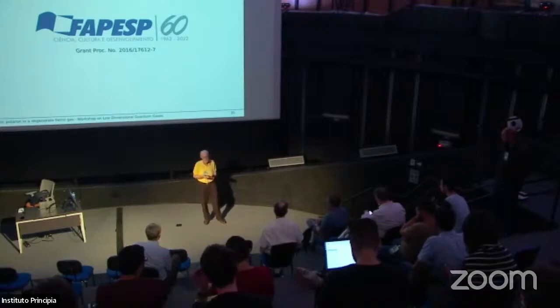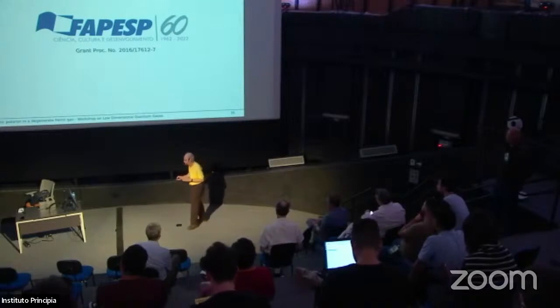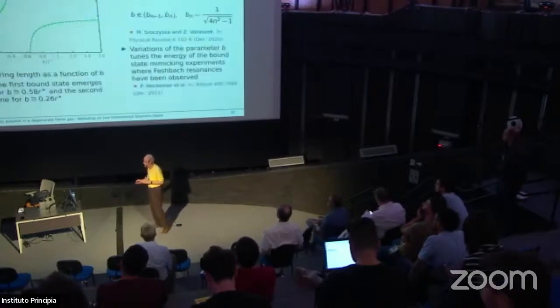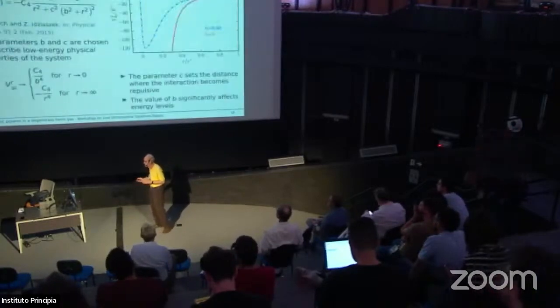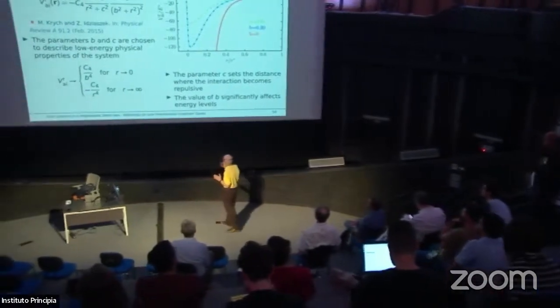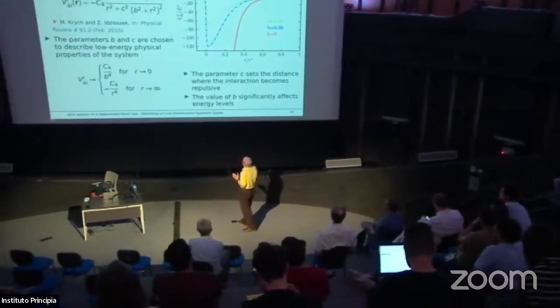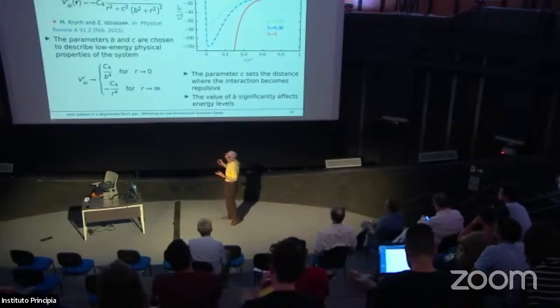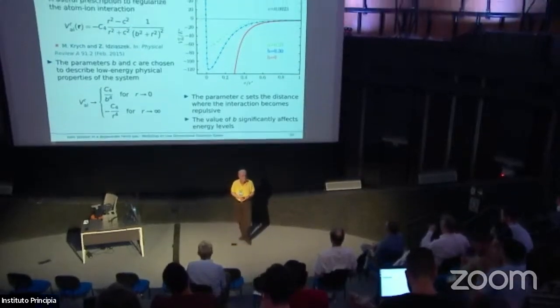We keep the position where we start having a repulsive potential, and then we change this B. By changing this B, what we do is to change the depth of the potential. Here you see this is quite sensitive to the value of B, and the range of the potential, which means to change B is related to the scattering length of the problem.